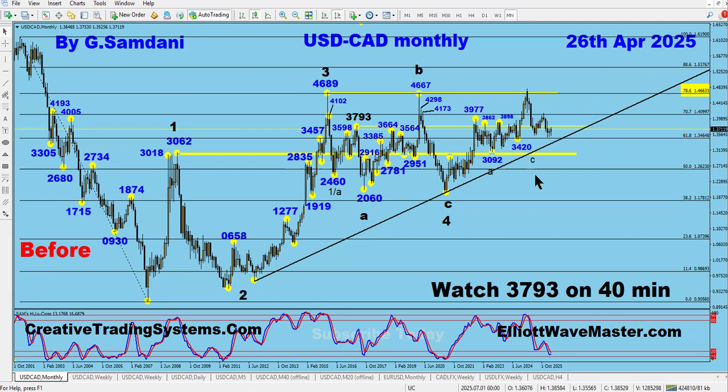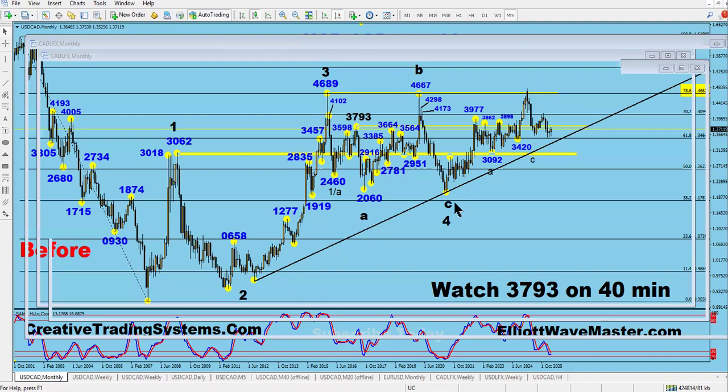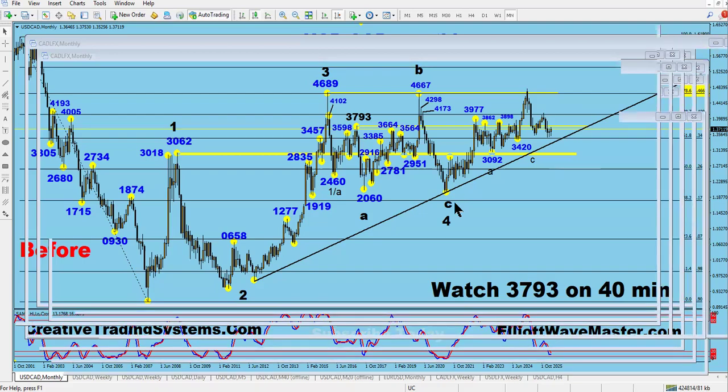But for any reason, it can come down to touch the TL as well. Be very careful, right? If we cannot go above this, then we might go down to touch the TL, and that would be because of CAD strength. Let's take a look at the CAD strength. It's been a long time since I saw the CAD index, but is it getting strong? That's the question.